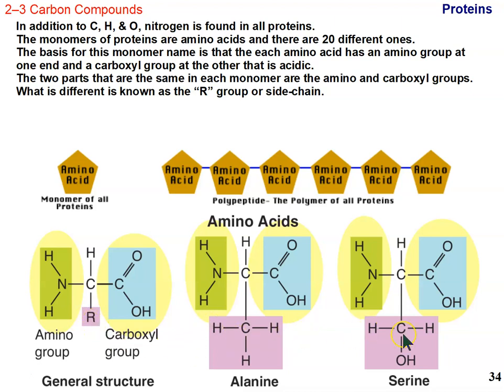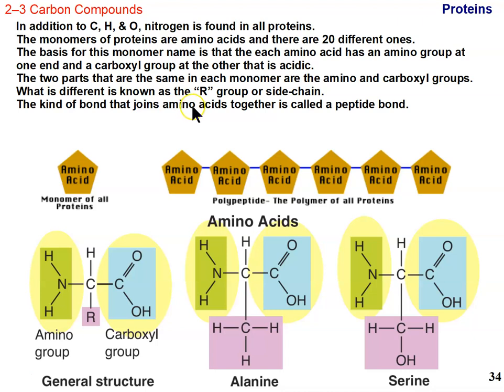And here we're looking at just two examples of two different amino acids, alanine and serine. You can see that the amino group and the carboxyl group are the same. This carbon, this hydrogen is the same, but the R group is slightly different. The R group in alanine is missing an oxygen that serine has. That's the only difference, but that makes a difference in the function of the protein that contains serine as opposed to alanine.